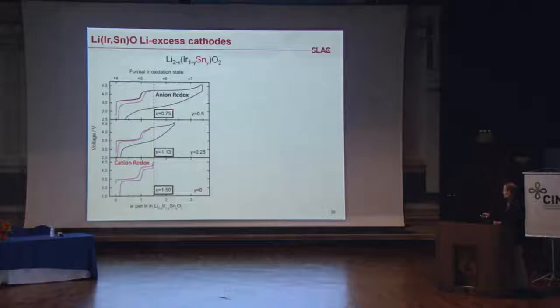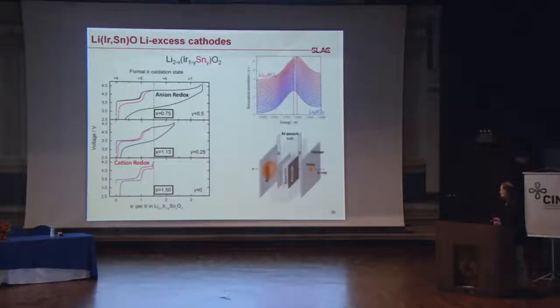You can also see the loss of capacity and the voltage decrease on the second cycles, which is an interesting topic, but I won't have time to go over that. So how do we conclude that this is all anion redox? Again, we use this operando cell that I showed you before.